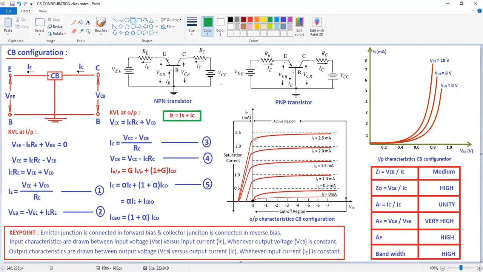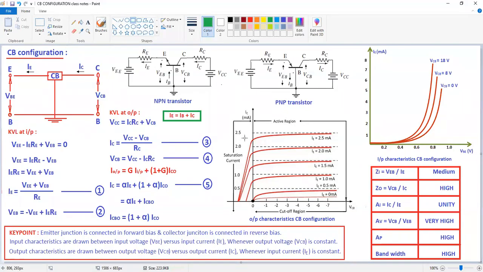Now, this is called the active region graph. The graph below this is called your cutoff region, the characteristics below. In the case of the cutoff region, both junctions are reverse biased, which means both currents are approximately equal to 0. I'm going to represent that downward of these characteristics. Now, this is the cutoff region, whereas the left side of this graph is the saturation region. This graph is related to the active region, this is the cutoff region, and this is the saturation region.